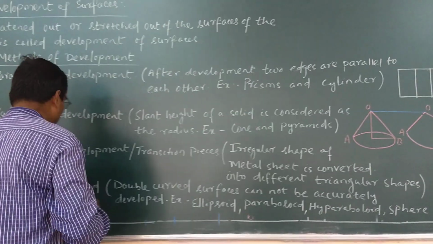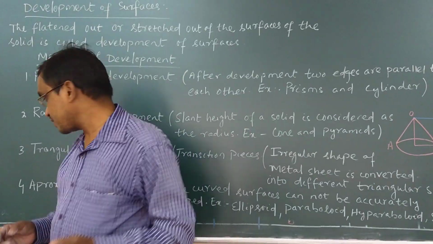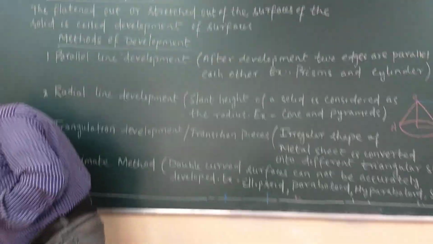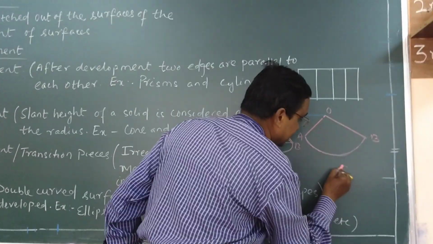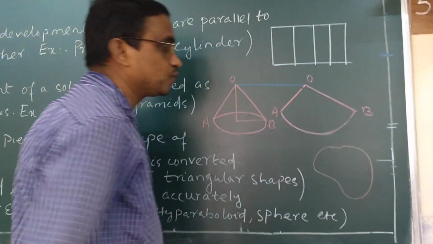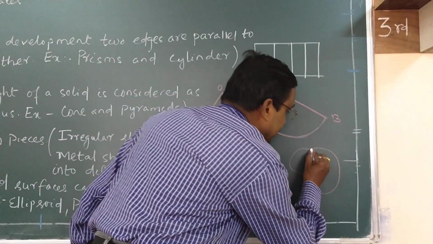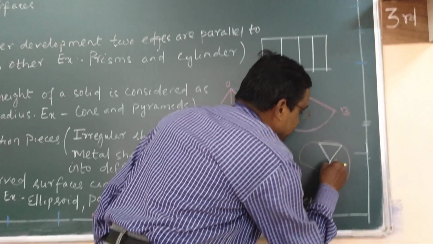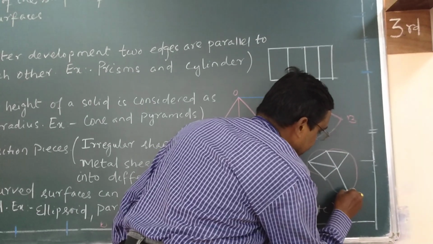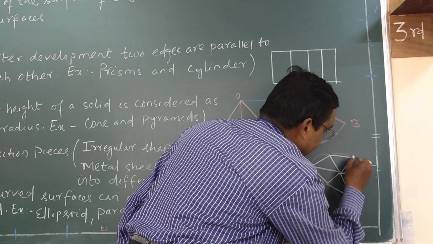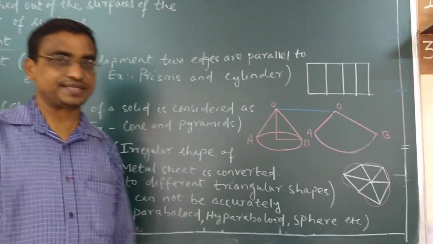Now come to triangulation development or transition pieces. In this type, suppose this is your irregular shape of metal sheet, you want to develop it, you cut different triangular shapes as per your requirement. This is known as triangulation development. Basically it is used in pipe industries.